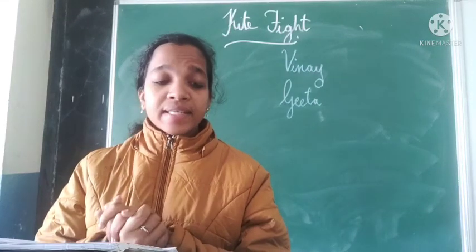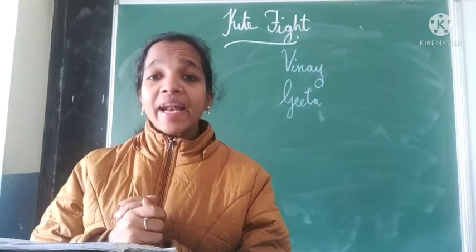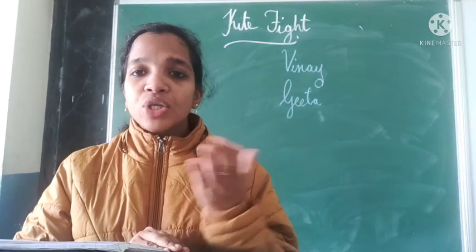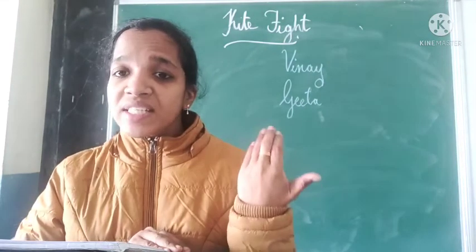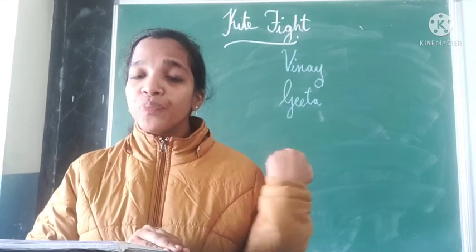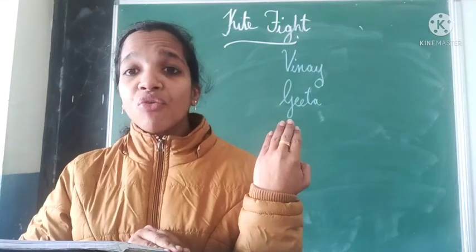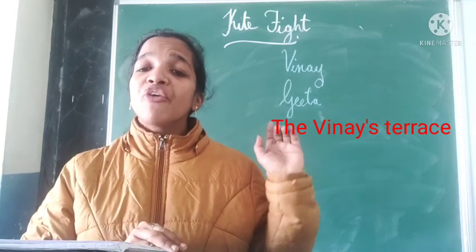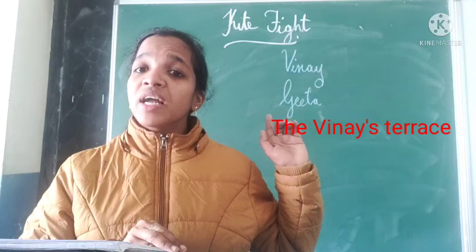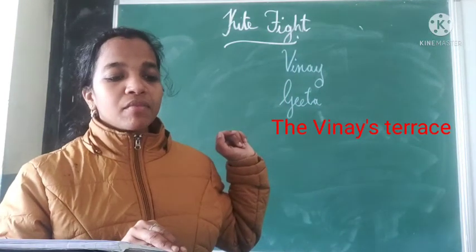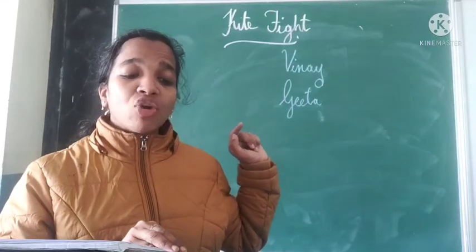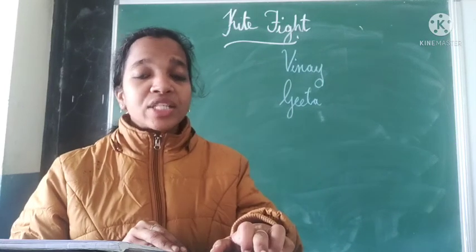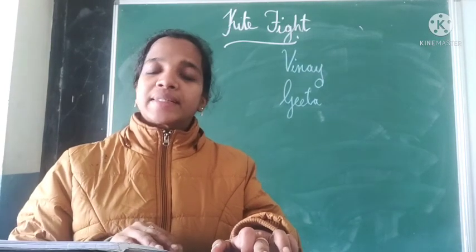Look at the next exercise. Change the following and add an apostrophe. You have already learned how to put the apostrophe in language, so this exercise is so easy for you. Look at the exercise. The terrace of Vinay. What do you have to do? You have to put the apostrophe. Then it will change to Vinay's terrace. Second one. The pattern of the kite. The kite's pattern. So you have to learn the exercise.